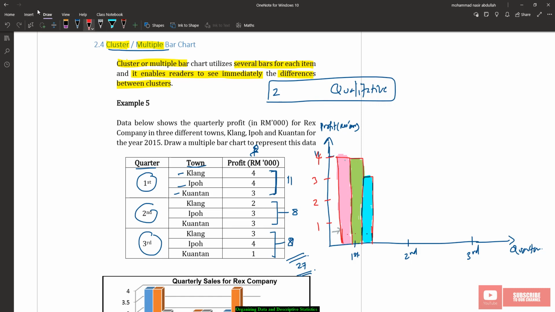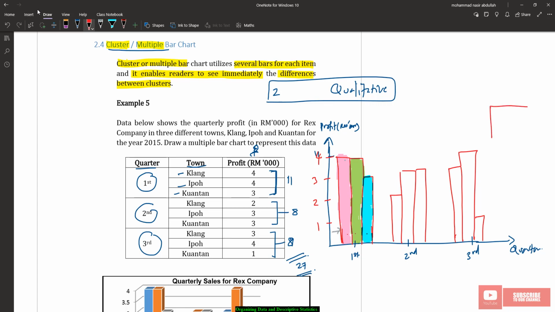Right? For the second quarter, same as the first bar, kita letak benda yang sama lah. So the first Klang is 2, and then this is 3, and the last one also 3, right? So then you do the same thing for third quarter. This is 3, 4, and the last one is 1, right? So you need to do some colouring dekat sini, and then the thing that you need to add for a cluster bar chart is legend. So you need to add some legend here.